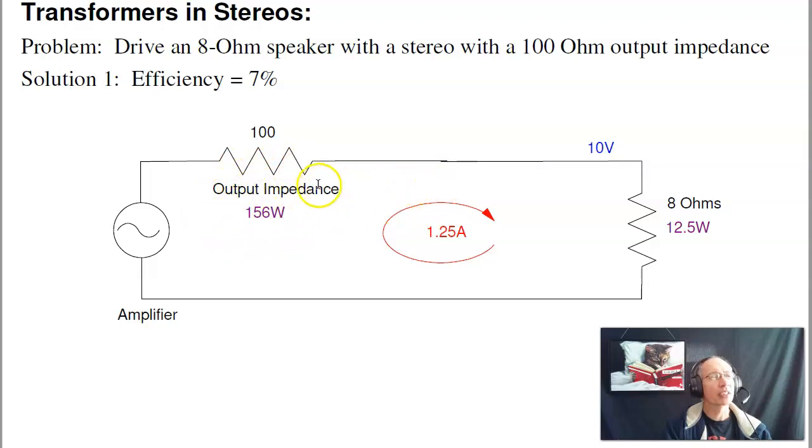connect an 8 ohm speaker to it, then what happens is if I want to have 10 volts across the speaker, 1.25 amps, then the power dissipated over here is 156 watts, I squared R. So I'm actually producing the sum of the two, 168 watts to get 12 watts to the speaker. I'm only 7% efficient. This is a great way to heat up your house, not a great way to produce sound.